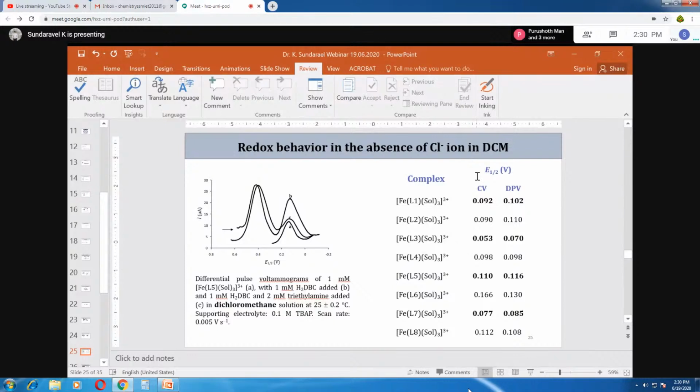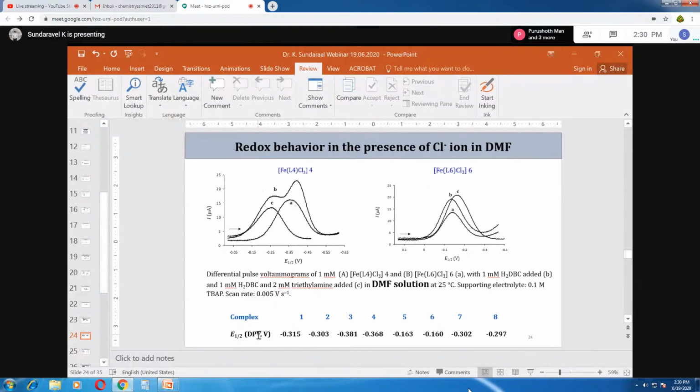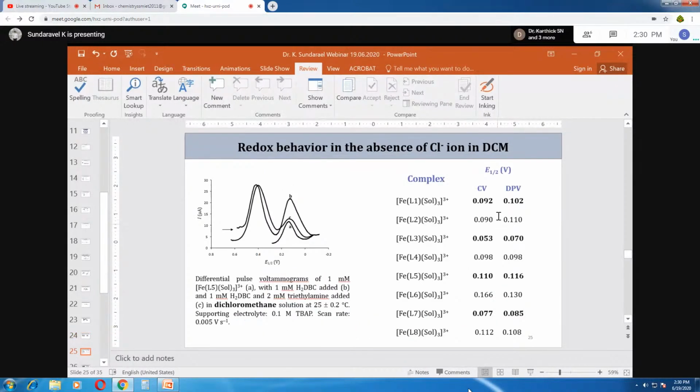In the previous case, the E1/2 value observed from the DPV experiments was minus 0.315 volt, falling approximately around minus 0.3 volts. Whereas in this case, once we remove the coordinated chloride and replace DMF with dichloromethane solvent, all the potentials are shifted to the positive side. This is one of the interesting factors we have to notice. So the solvent also plays a major role in dictating the redox potential.